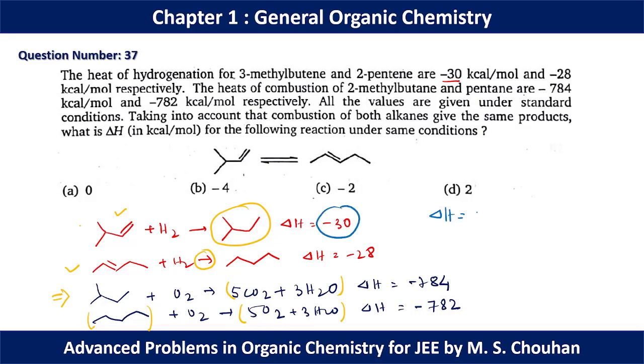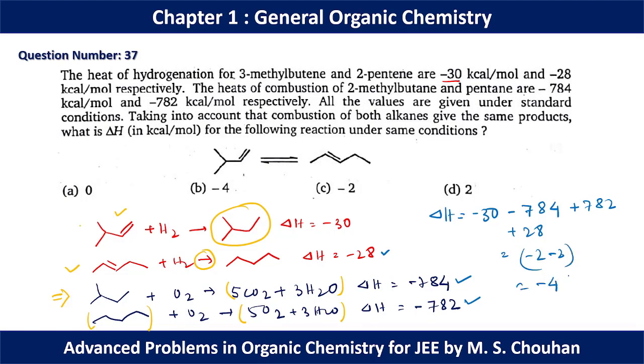This is minus 30 because this is a normal reaction. After that we have a normal reaction in this position, so this is again minus 784. We have inverted this reaction, so this is plus 782. Again we have inverted this reaction, so this is plus 28. So basically this is minus 2 and minus 2, total minus 4 kilocalorie per mole. Okay, so for this question the correct answer should be the option B.